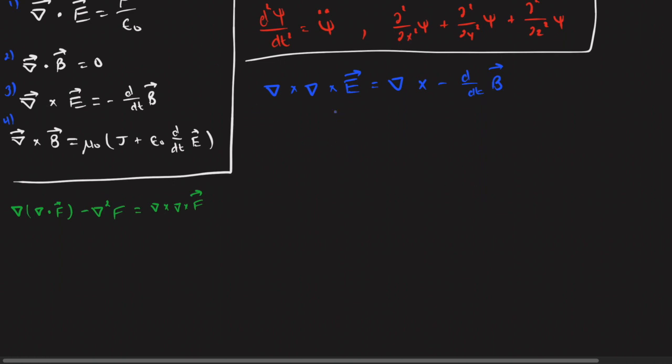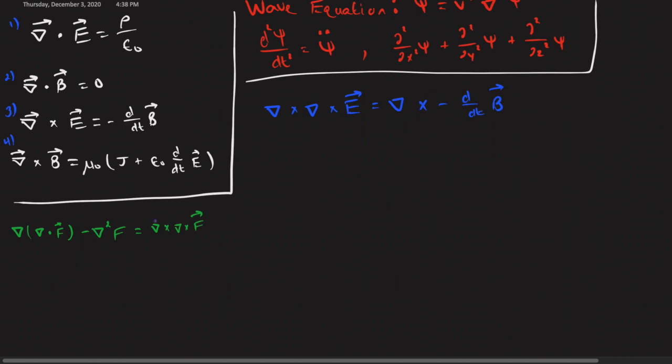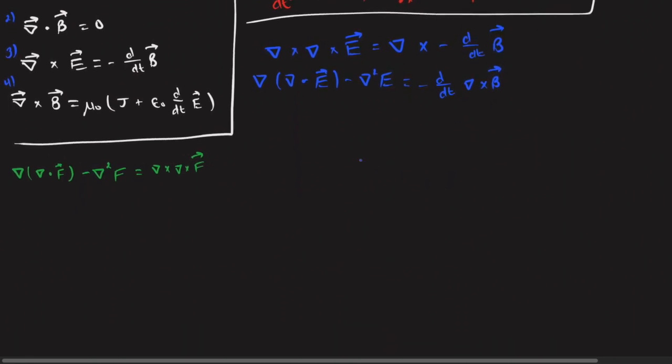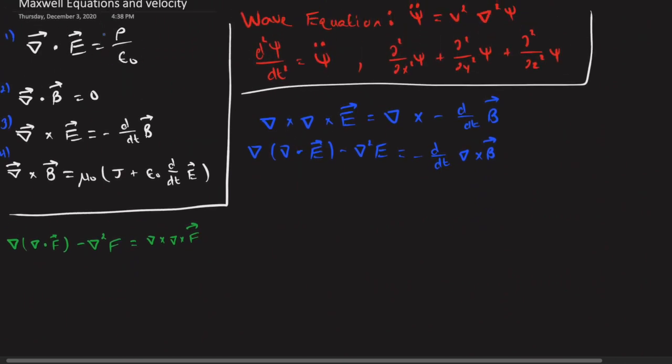We're going to basically sub this in here, and we're going to get the gradient of the divergence of the electric field, minus the Laplacian of E, and we can see that we take minus d dt out and take the curl first. So the curl of B. Okay, so we see right here that we're going to get this function. Right? This is just this. This is the same thing.